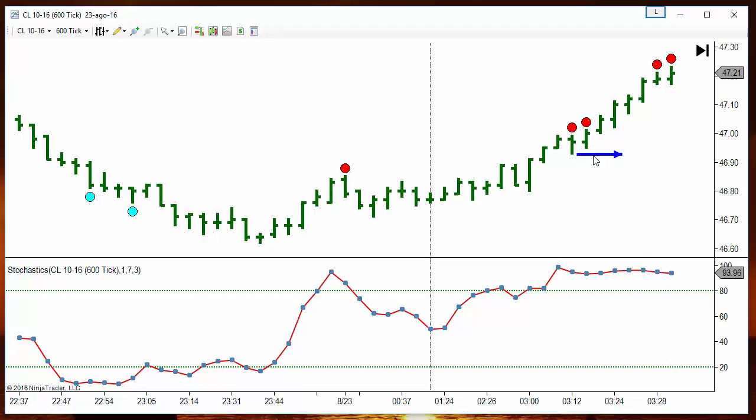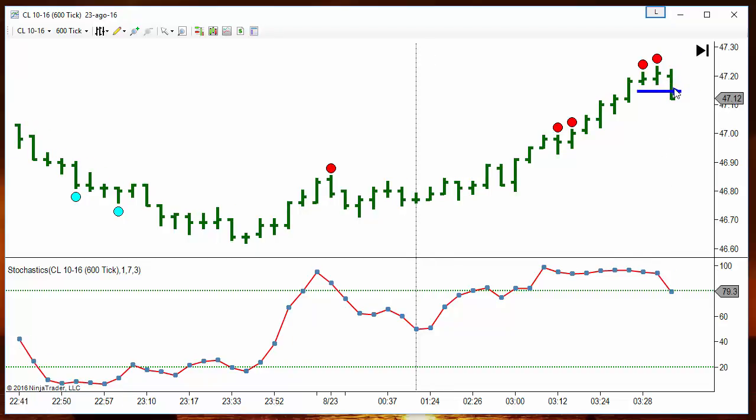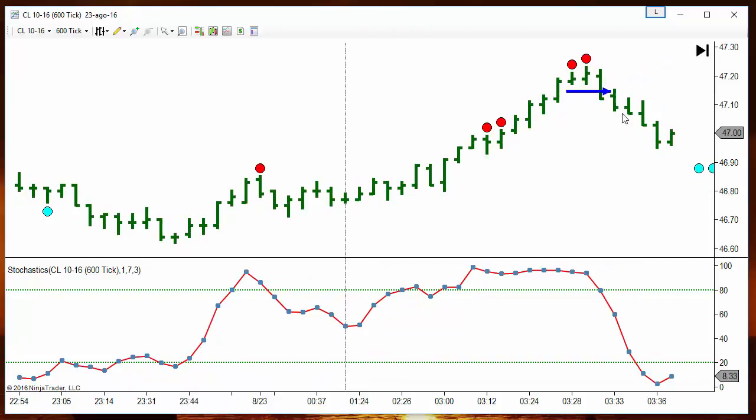Here we have also a signal, so we place a sell stop. At the second bar we update the order and then we get a fill and a target.